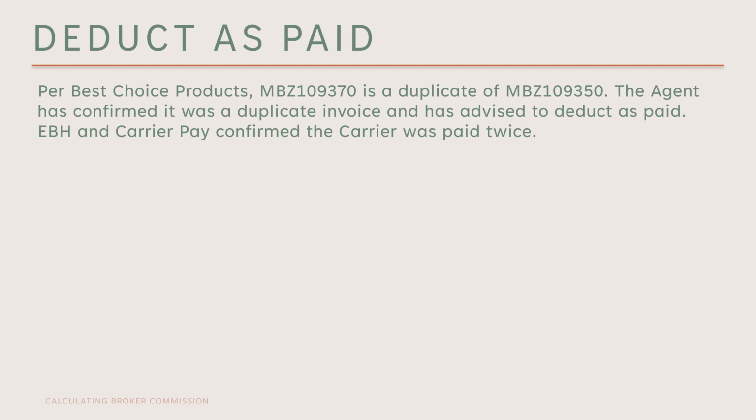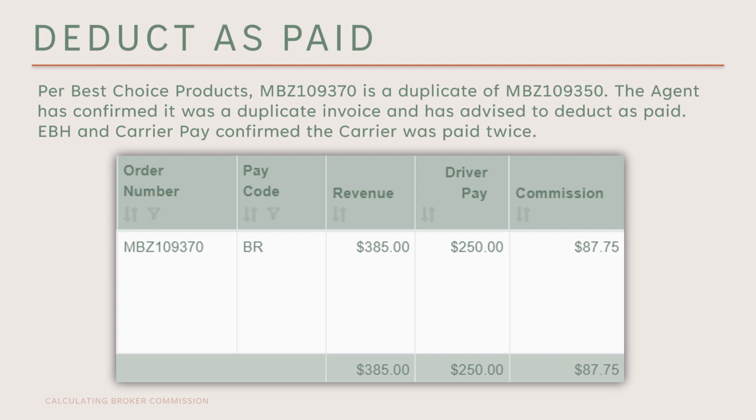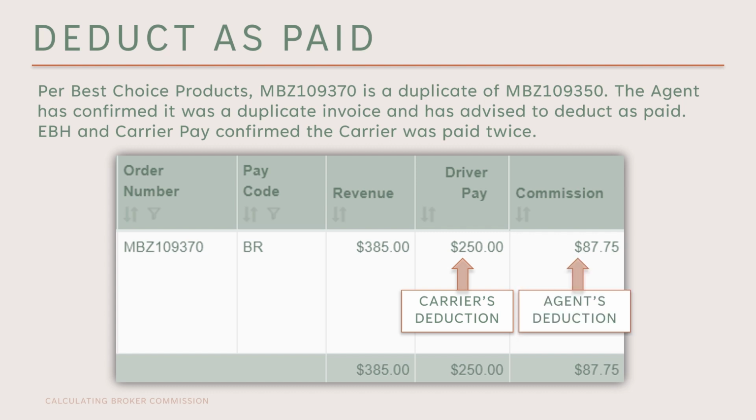So these are the easiest deductions, almost just as easy as a service failure because there's no math for you to do. Once you log into EBH and pull up that agent settlement, you'll see the pay broken down here. And since we're deducting as paid, we're going to deduct the carrier $250, and then we're going to deduct the agent $87.75. Because we're canceling this whole invoice, we're deducting as paid. There's no fancy math or calculators you have to use. You just need to deduct the amounts that you see in EBH.